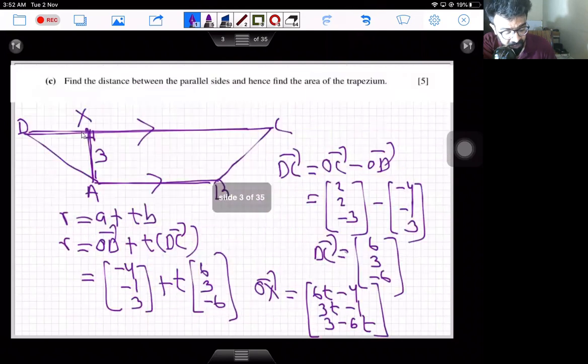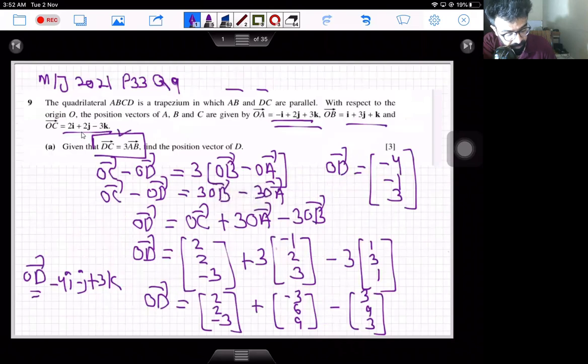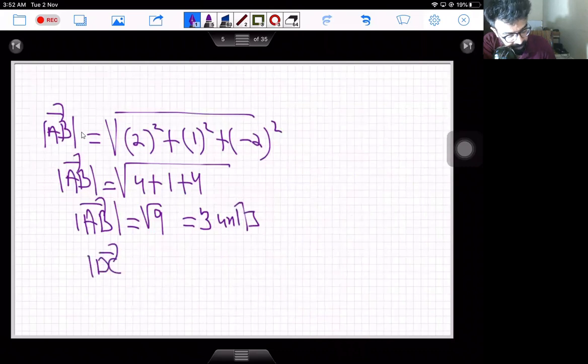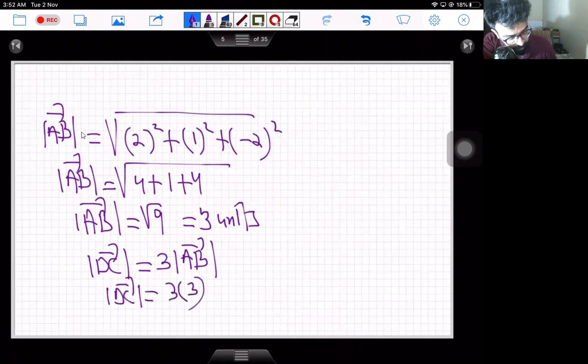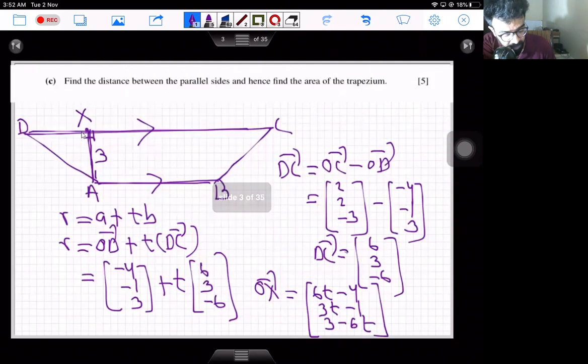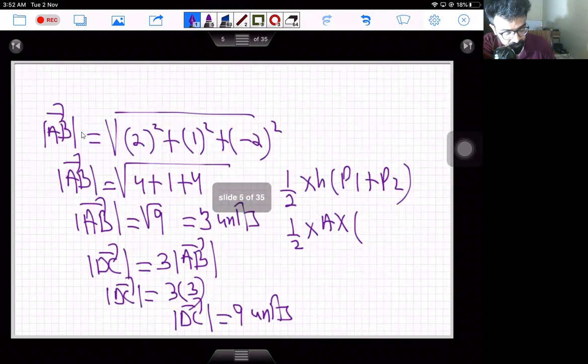And since we know the fact that DC is 3 times AB, we can say that the magnitude of DC is equal to 3 times the magnitude of AB. So the magnitude of DC is 3 times 3, which is 9 units. So in order to find the area of the trapezium, half into height into sum of parallel sides. So in this case, the height is basically AX, and one parallel side is AB, and the other one is DC. All right.